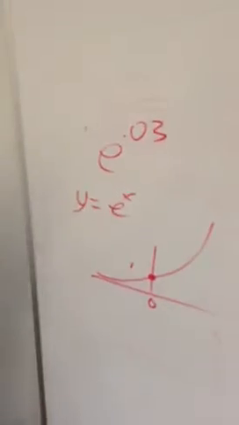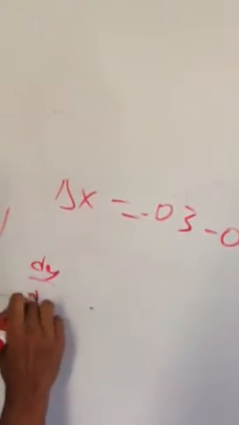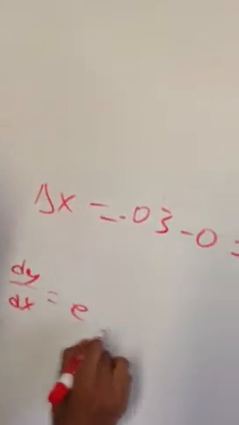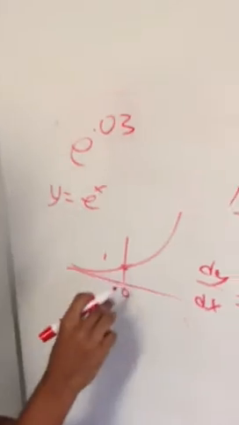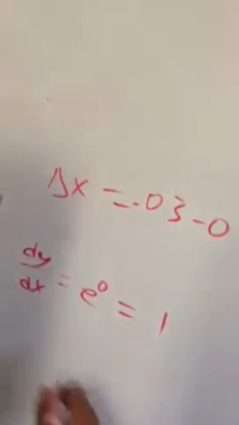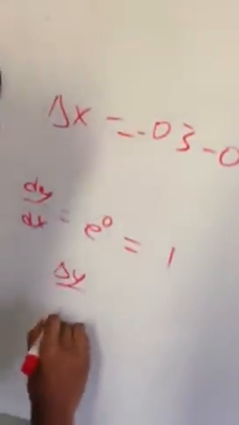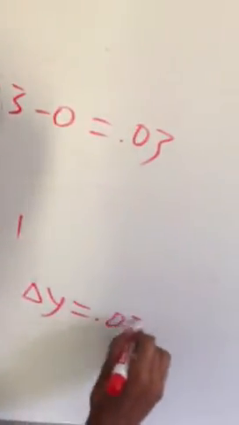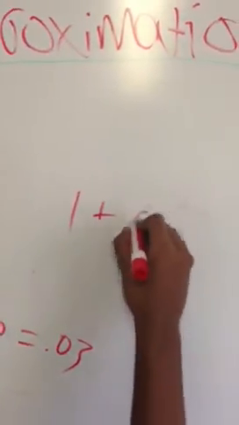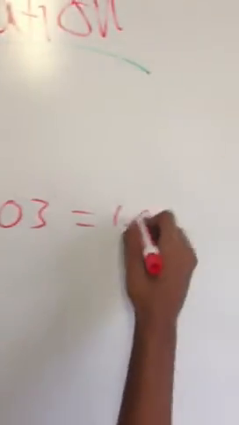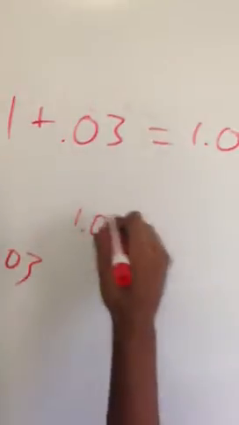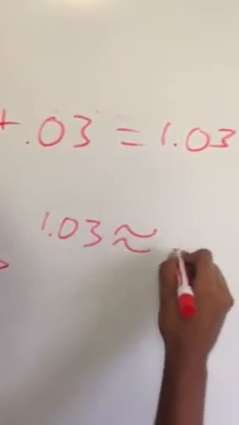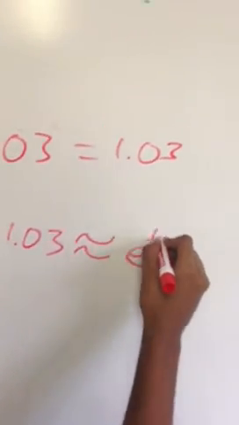Now we need to find dy/dx. dy/dx is, in this case, just e to the 0. We're going to find dy/dx at the point we know of. And in this case, this is just 1. So delta y over 0.03 equals 1. Delta y is 0.03. The original y value is 1. We add the change in y, and we get 1.03. 1.03 is approximately e to the 0.03.